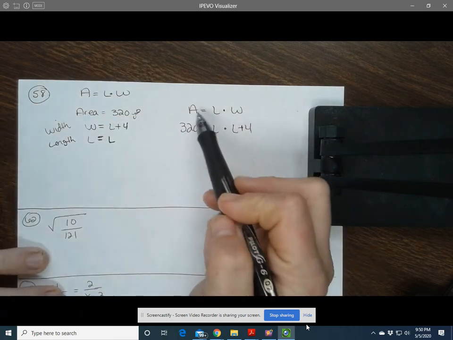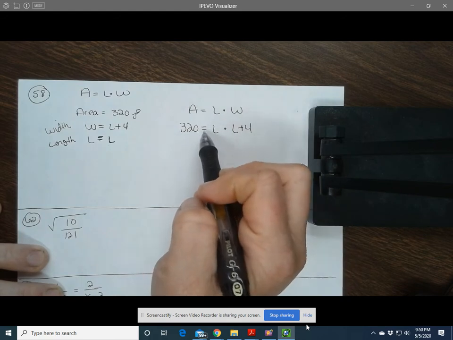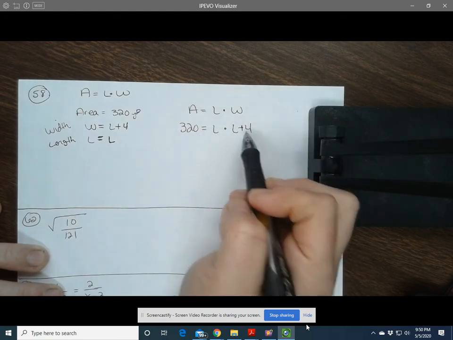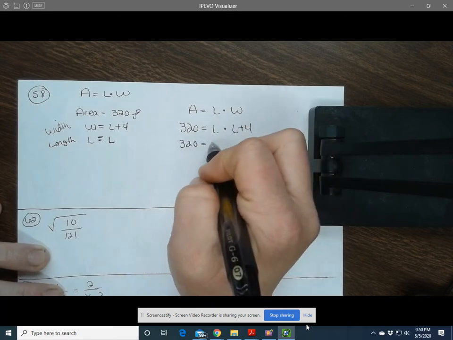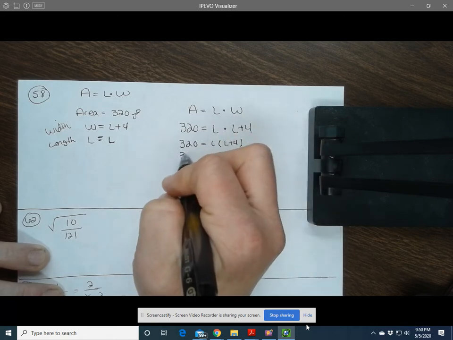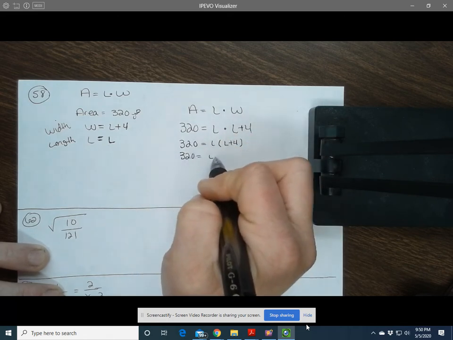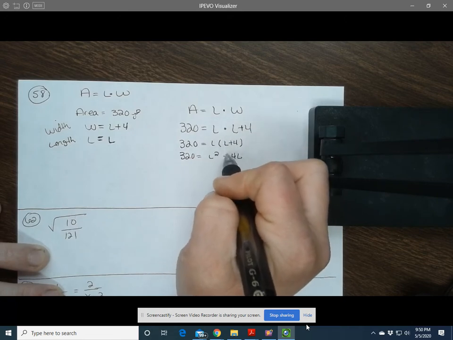So I set this up and I said area is length times width. And the area is 320. And the length is L. And the width is L plus 4. So I need to do 320 equals L times L plus 4, which means 320 equals L squared plus 4L.